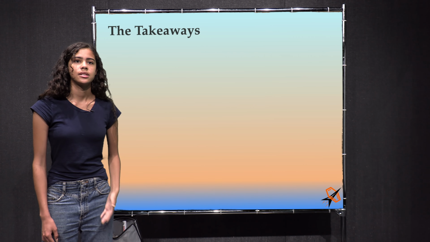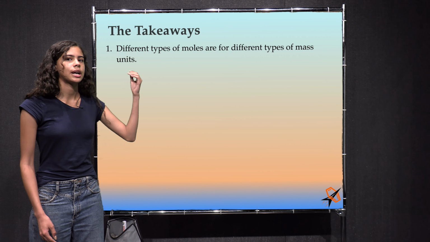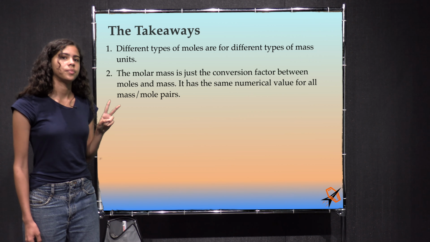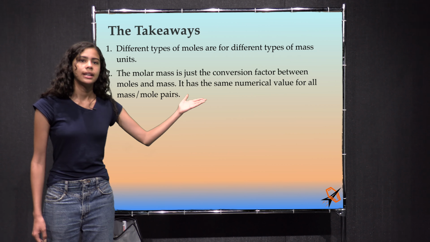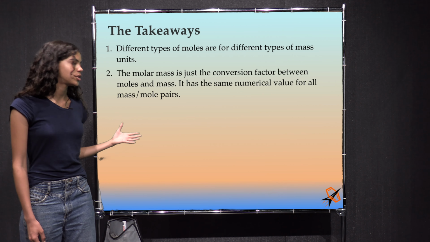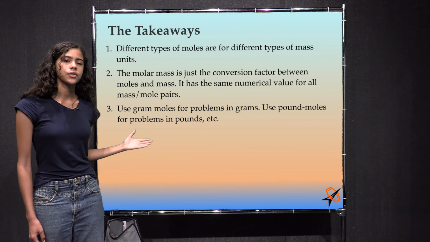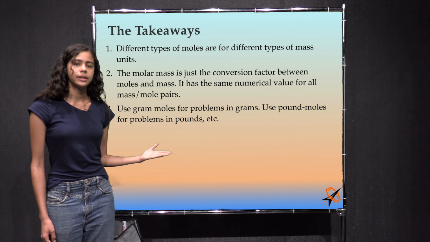The summary is 1. Engineers use different types of moles because they have to work with different types of mass units. 2. The molar mass is just the conversion factor between moles and mass, and has the same numerical value regardless of the mass units involved. And 3. Only use gram moles if the problem specifies grams. Otherwise, use the mole corresponding to the mass unit.